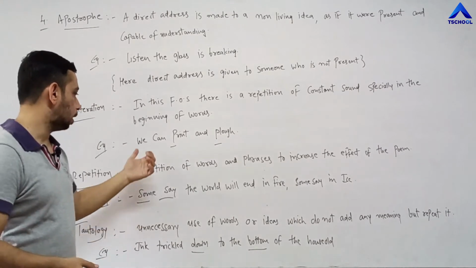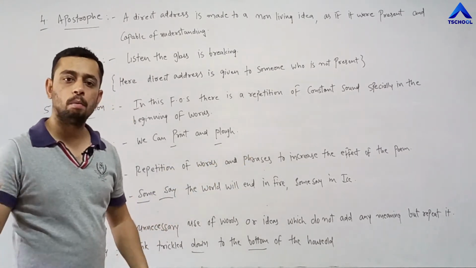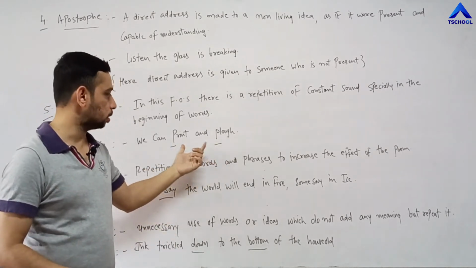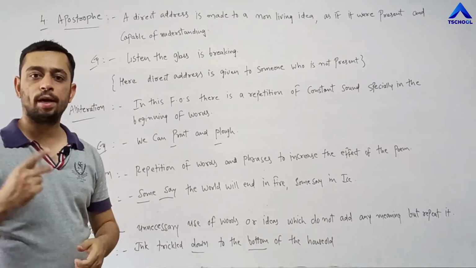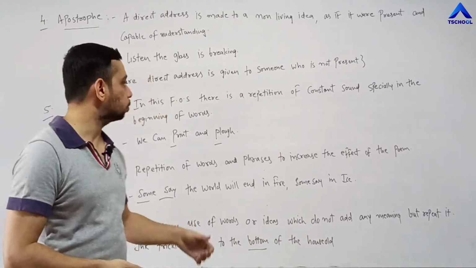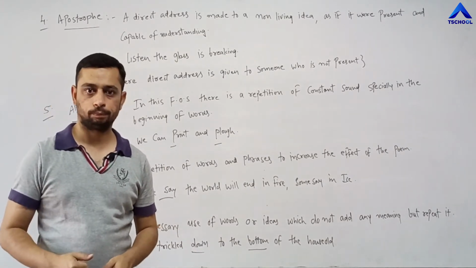Look at the example. We can print and plug. Here, in the sentence, the letter P is repeated twice. When you find such kind of sentences in the poem, that is known as alliteration.